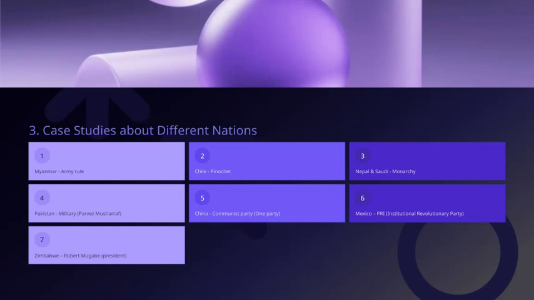Let's take a look at some case studies from different nations to understand the variety of political systems and how they influence governance. Starting with Myanmar, we see a country under army rule, where the military has taken control and plays a dominant role in decision-making. Moving to Pakistan, we have a case with military influence as well, specifically during the time of Pervez Musharraf, who led the country as a military ruler before transitioning to a different form of governance.